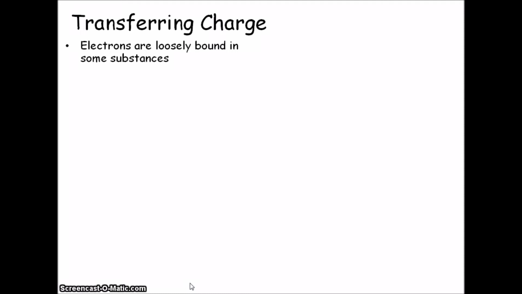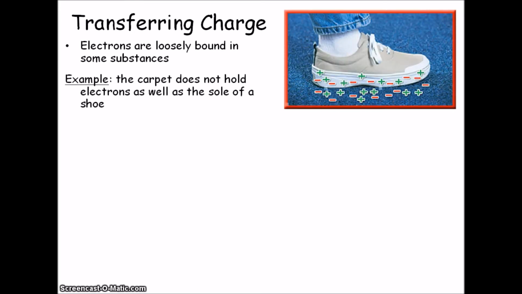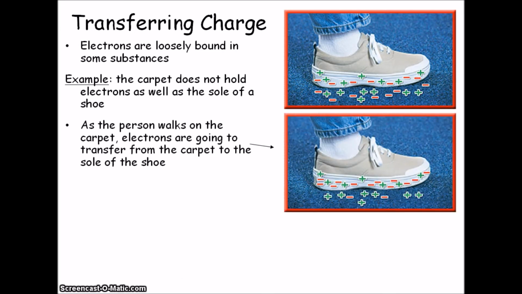Now, when we have a transferring of charge occurring, that's going to happen when electrons are loosely bound in some substances. So an example would be when you have a carpet. A carpet does not hold electrons as well as your shoes do. So when you walk on the carpet, your electrons are going to transfer from the carpet to the soles of your shoes.